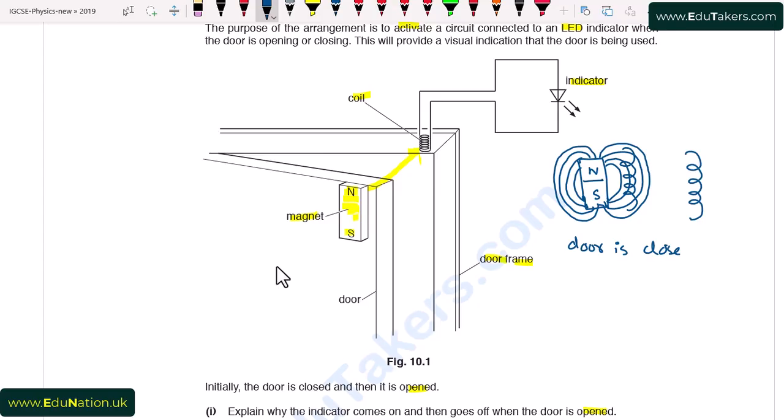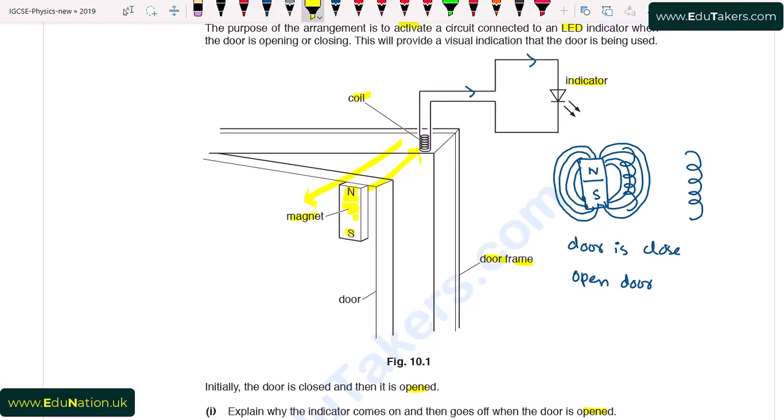And we can see here that the flux is changing. That's why there will be the induced EMF, and as a result there will be the induced current that is passing through the indicator, and the indicator glows up. Second case is that when we open the door, then the distance between the magnet and coil increases. So the magnet goes away from this coil.